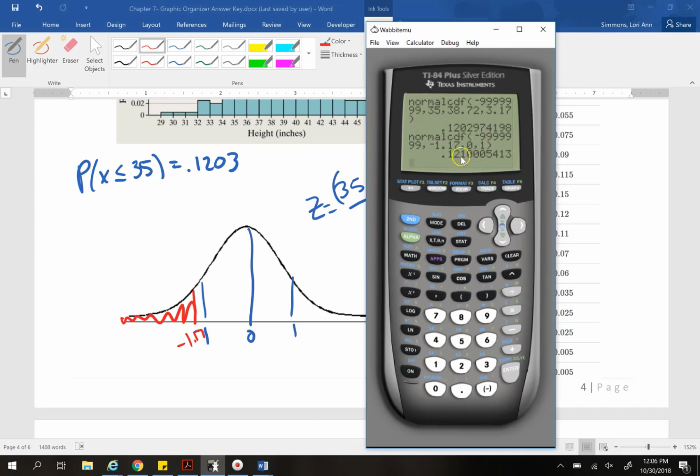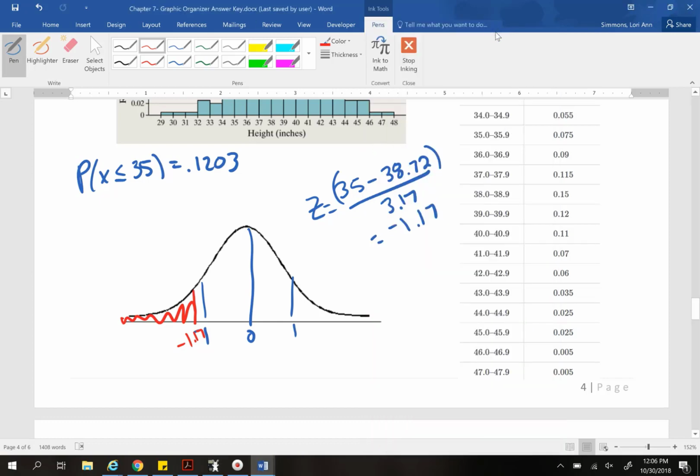Okay. We're fairly close. The only reason why we're a little off is because we rounded this negative 1.17. If you keep writing the whole z-score that you found out, and then 0, 1 for mean and standard deviation, you're going to get 0.1203. So rounding errors could be it if you don't see it. So you can either do the z or the x when you find these probabilities.